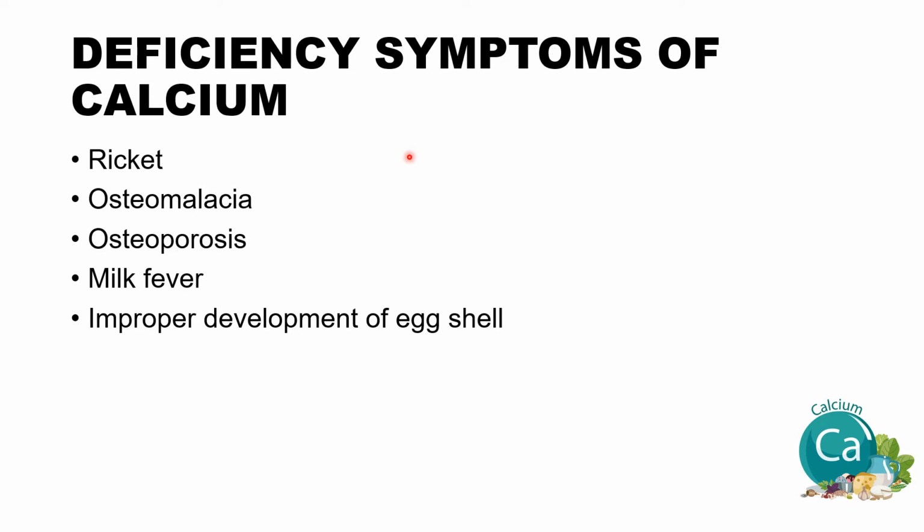And that's one disease that may result from the deficiency of calcium. Another one is called osteomalacia. This happens in adult animals. Osteomalacia affects the bones of adult animals, wherein they become weak, porous, and soft. Meaning, they can no longer grow properly because their bones are weak.